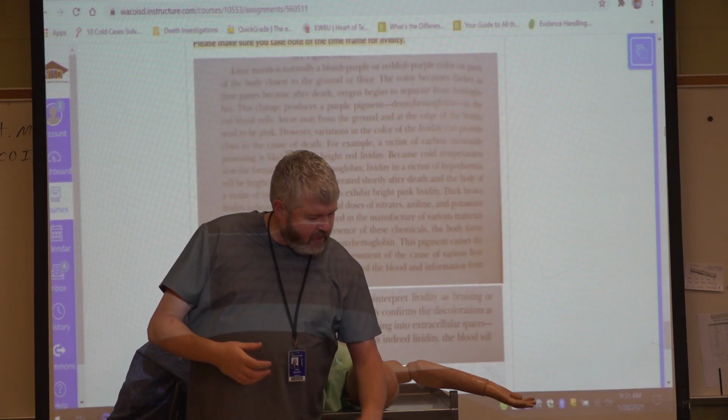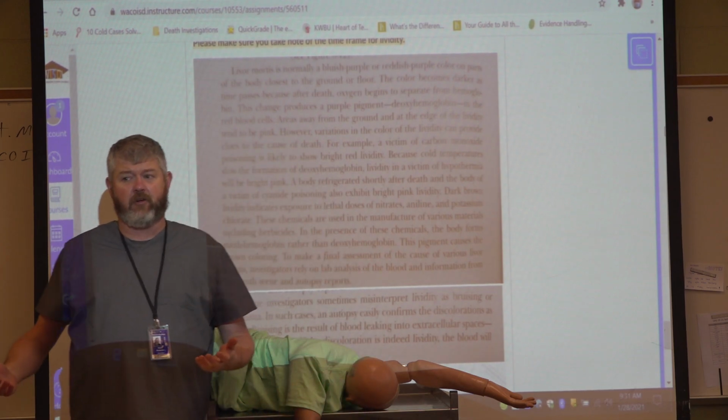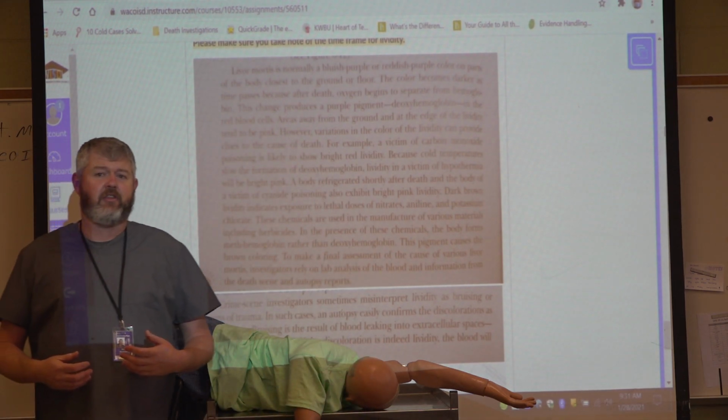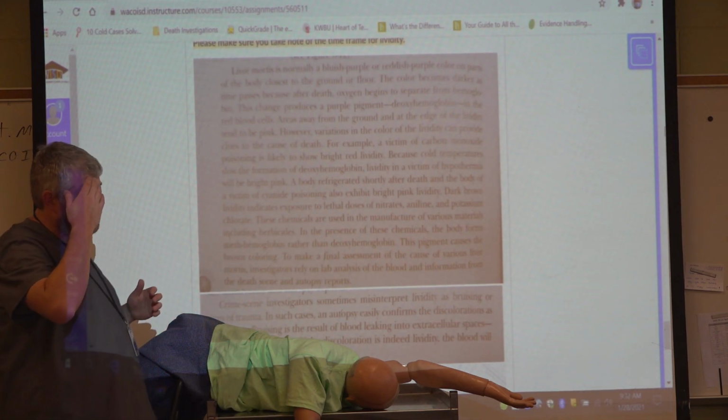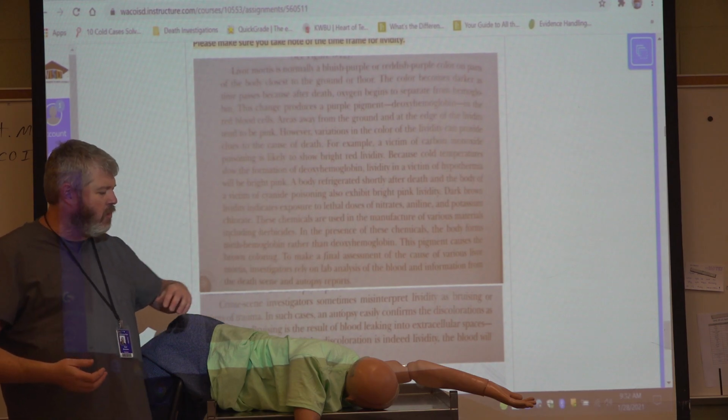And the last thing, we want to make sure we understand the time frame for lividity. How long does it take to get there? What happens when it becomes permanent? Also, lividity is a really good indicator if someone has been moved after death.